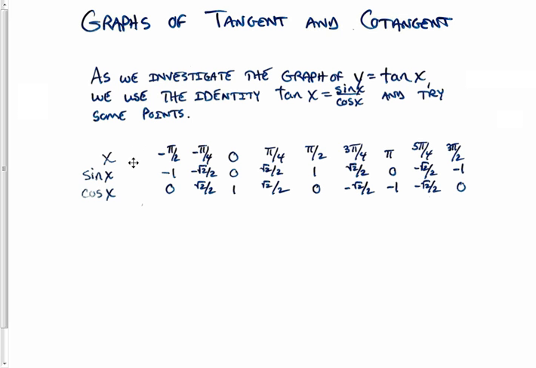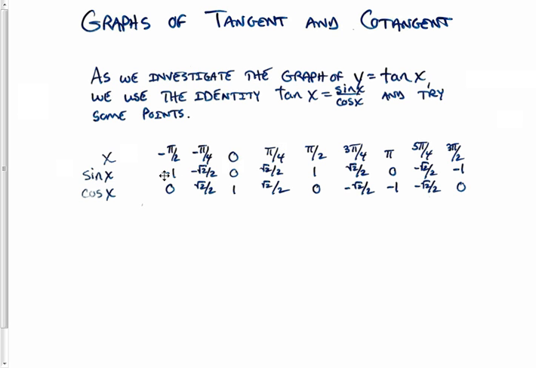Let's calculate some points. Because I have an idea, of course, what things are going to look like, I've chosen x values starting at negative pi over 2, and then I've gone by pi over 4 units. So I went negative pi over 4, and then 0, and then positive pi over 4, and then pi over 2, which is pi over 4 more. Go pi over 4 more, I'm at 3 pi over 4, and then at pi, and then 5 pi over 4, and then 3 pi over 2 is pi over 4 more.